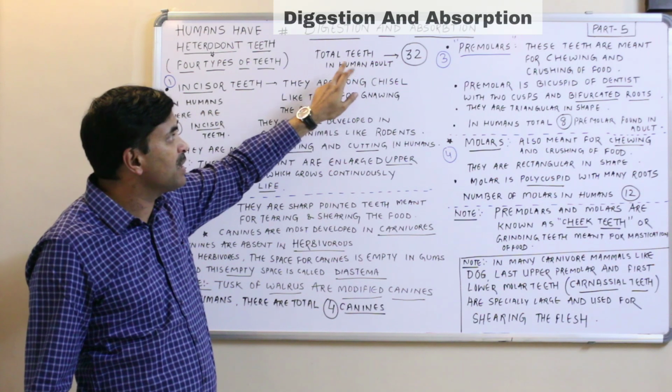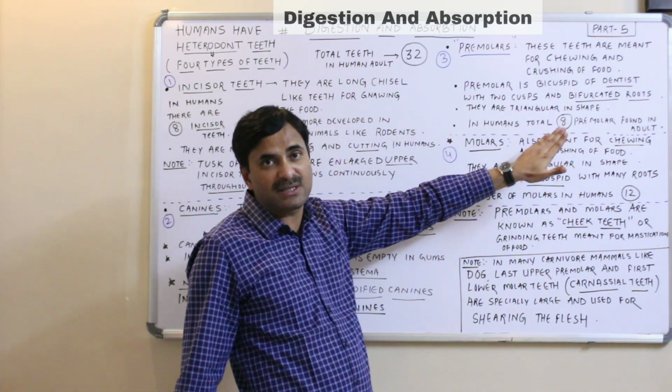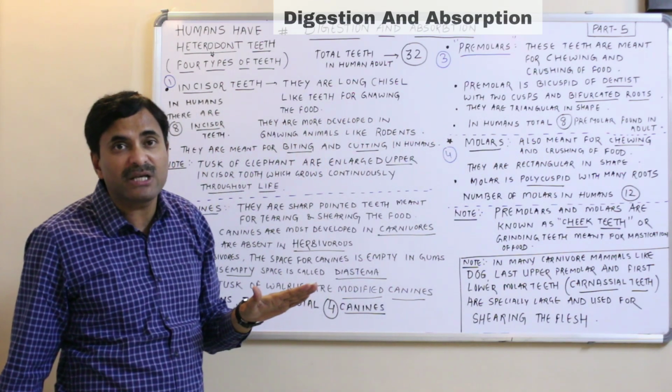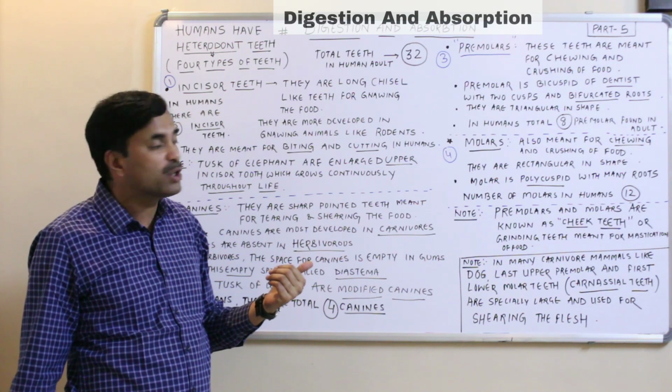And if I talk about the human adult, then there are 8 premolar teeth, okay. How many? 8 premolar teeth are present, 4 in the upper jaw and 4 in the lower jaw, okay.